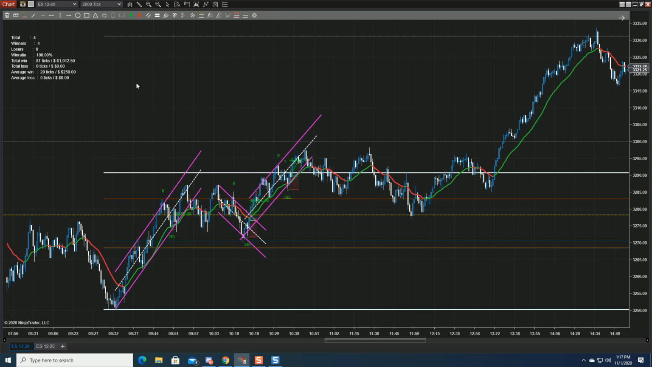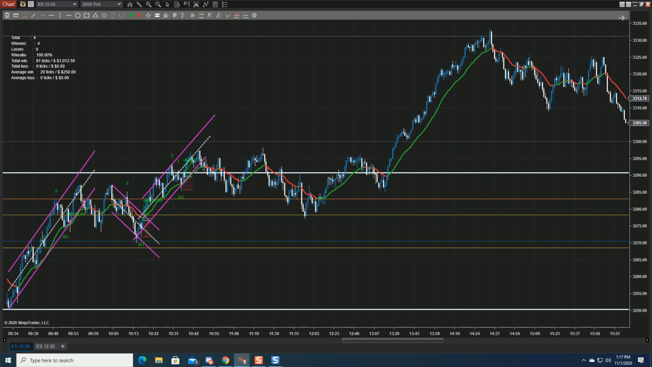Okay, so far I've had 4 trades. So look here, just in this little section, 4 trades, all winners. 81 ticks, 1,112, no losers. Right, deceptive, right? These are nice little hits. Okay, let me just keep going.